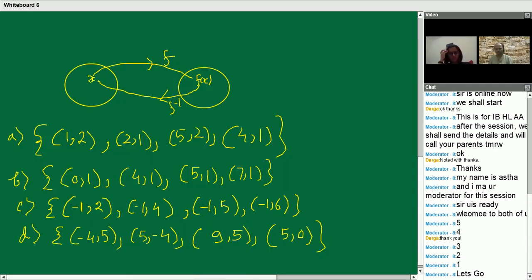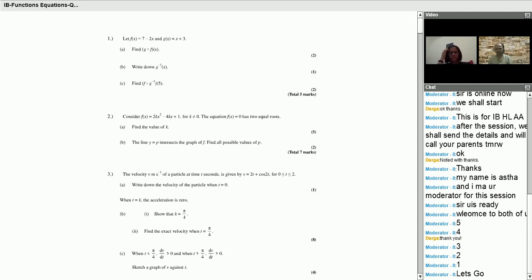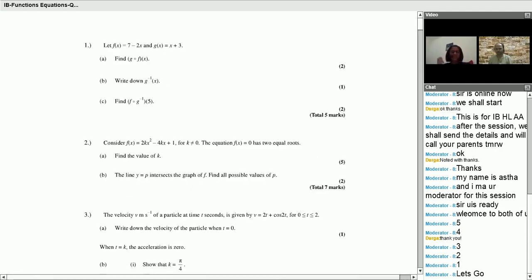So let's come now to the conceptual discussion we have made. Now we'll discuss a few questions. Some questions might not be covered in the first 30 or 40 minutes, so we can discuss this one. Let's start from question number 1. It says f of x equals 7 minus 2x and g of x equals x plus 3. We have to find g compose f of x. Let's find it out.